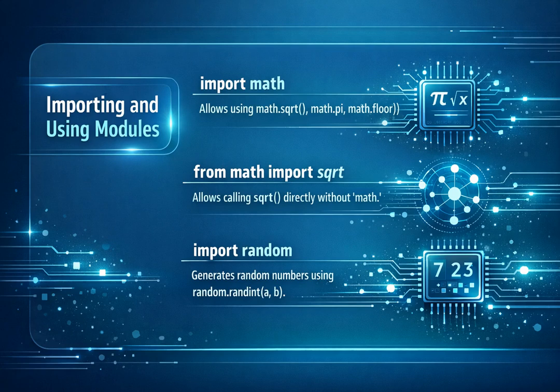Writing import math means you call functions as math.sqrt. Writing from math import sqrt means you can call sqrt directly without the module name prefix. The random module provides random.randint to generate random integers between two values.